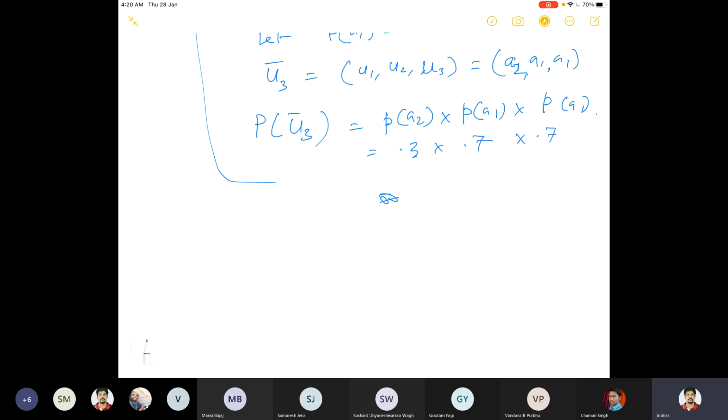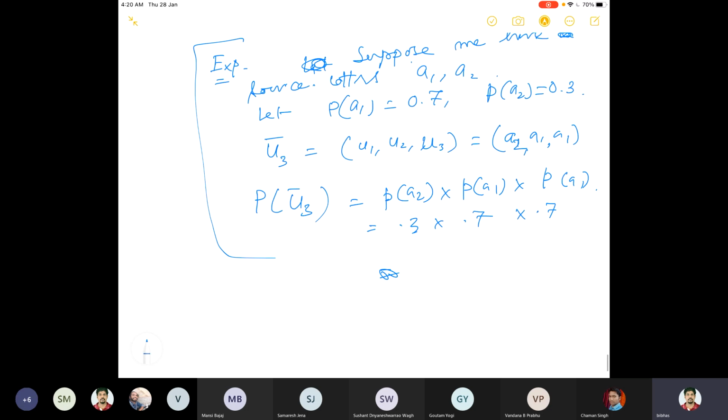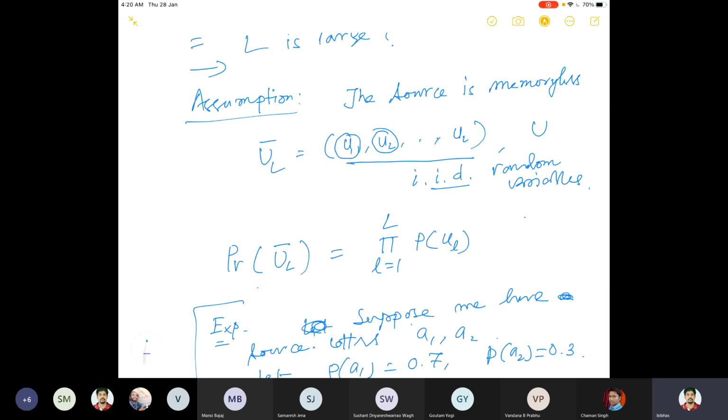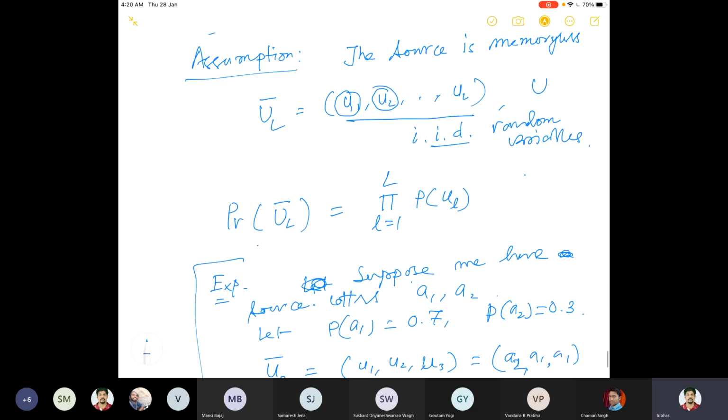Now, what is the self-information of U_L bar? First of all, what we are discussing is this U_L bar, this sequence. Let us focus on this sequence because we have to use the probability distribution of A1, A2, ..., AK. Each letter is one of these. So how to use the probability distribution? We are first emphasizing the properties of U_L bar, then we'll try to use it.